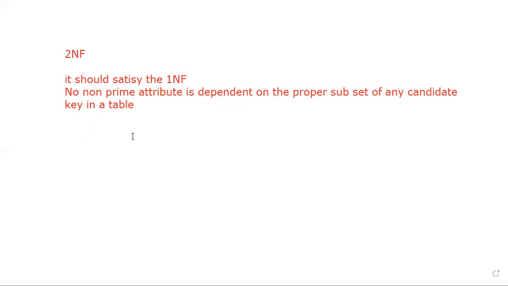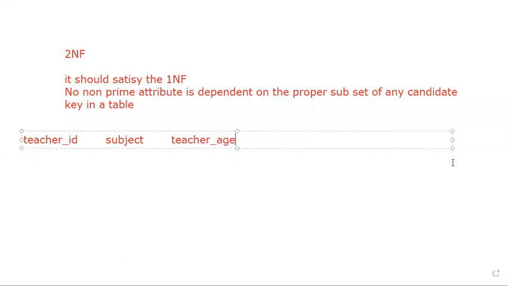So let us see an example. Here we have teacher ID, subject, and teacher age. I will go slowly because this is an important topic, and from an examination point of view you will definitely get a question on it. So these are the three attributes that are in a table.